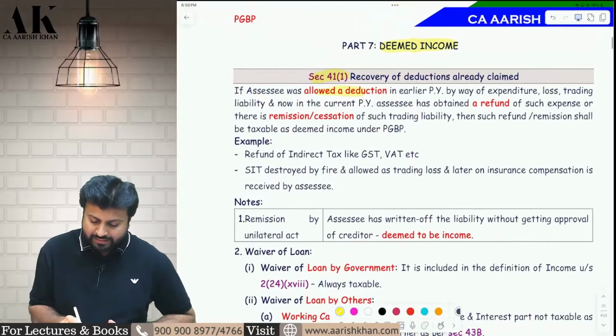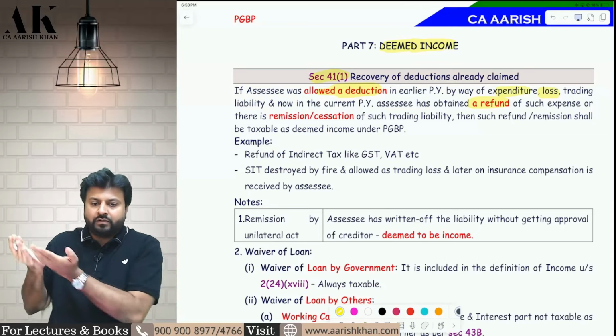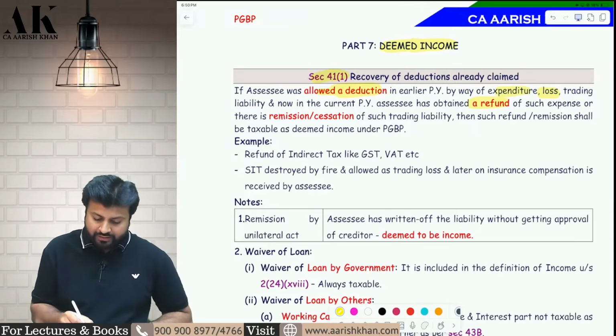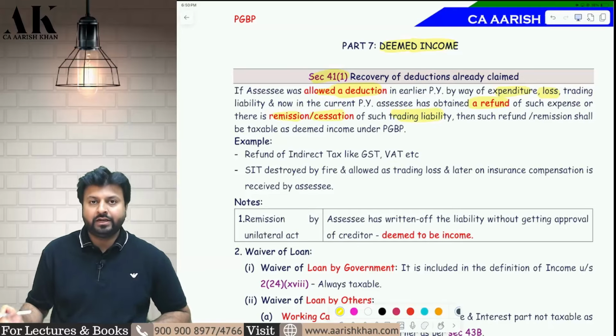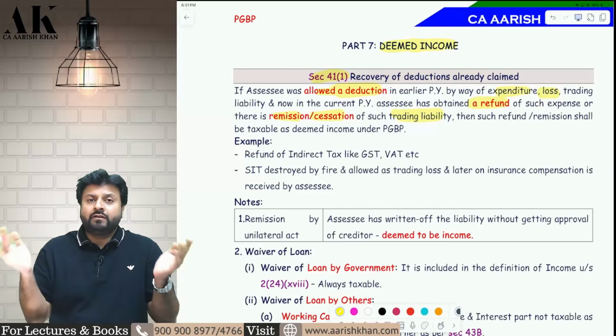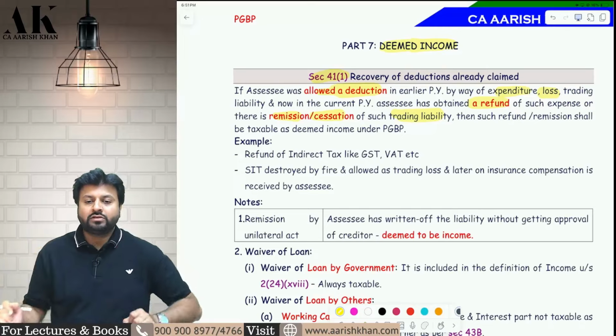Now, if you have taken any deduction earlier of any loss or expenditure, and if you have claimed a refund later on, then you have to pay tax on that. First of all, you have claimed a deduction and now you are getting a refund, you have to pay tax on that. Or if there is any remission or cessation of a trading liability. Trading liability means you have taken a working capital loan and now that loan is waived off by the bank, then that will be considered as a remission or cessation of a trading liability. You have to pay tax on that.